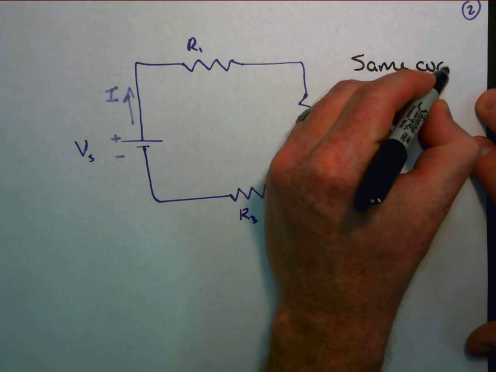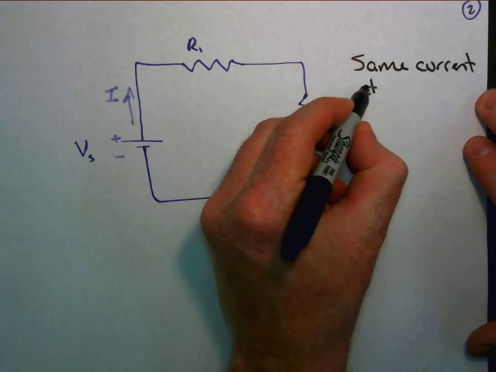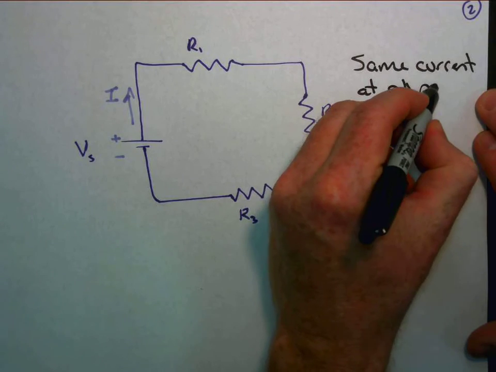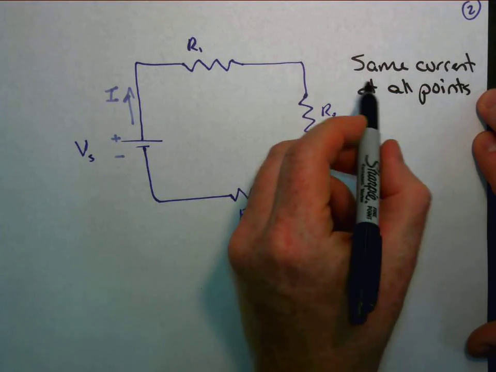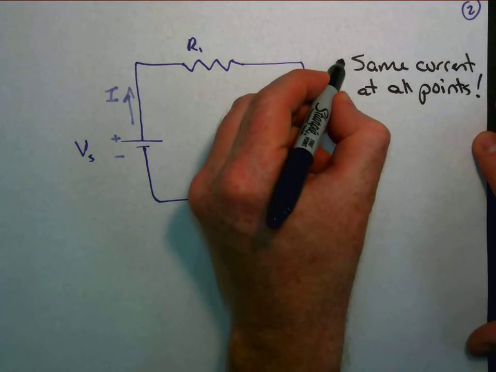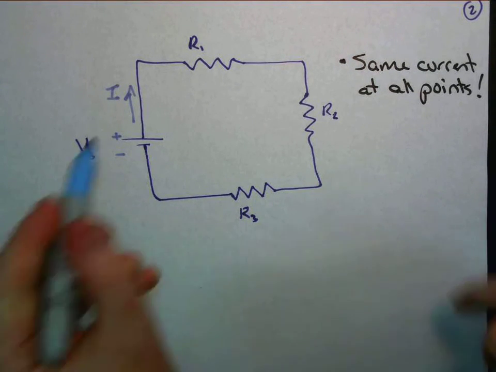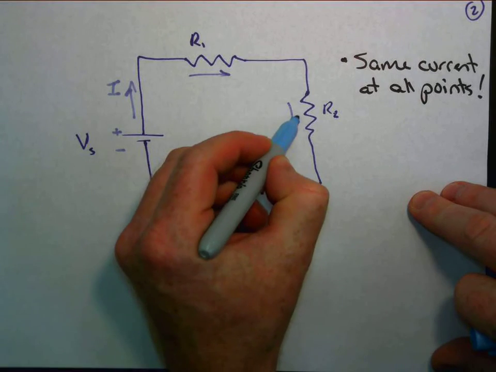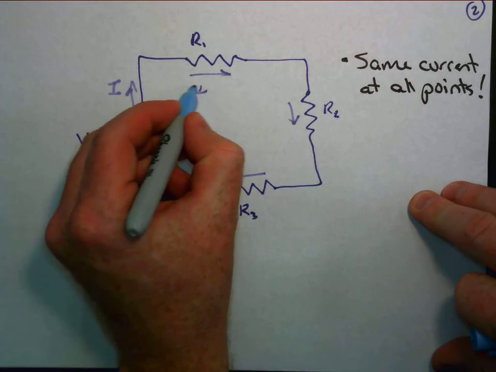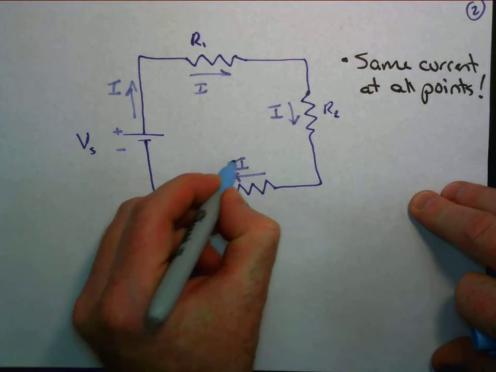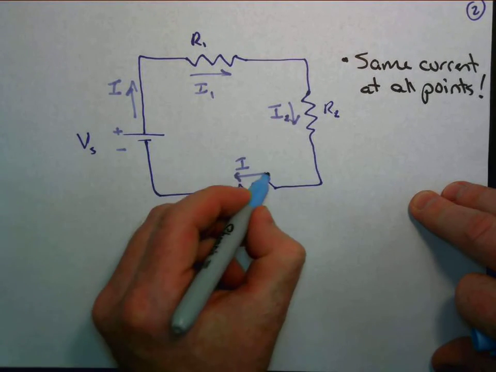Same current at all points in a series circuit. That's also important. Okay. Write that down. And we can label that as well. So there's going to be that current and this current, and those are all equal. This is I1, I2, and I3.